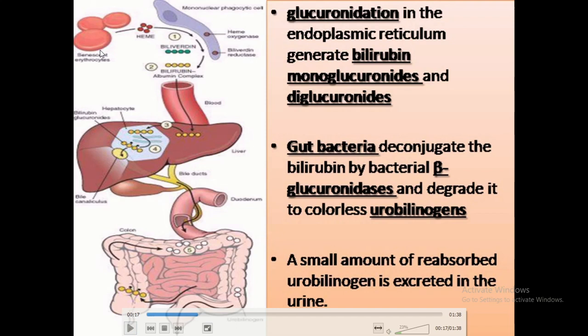So, this is the whole process of metabolism. From the catabolism of heme is produced biliverdin, which is reduced to bilirubin, which binds with albumin complex and reaches the liver, where in the endoplasmic reticulum conjugation occurs, and then it is excreted in bile.